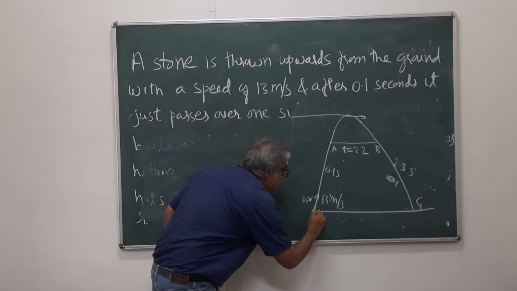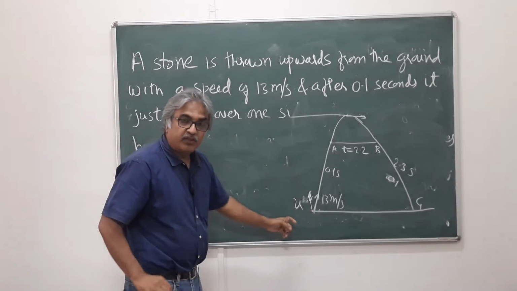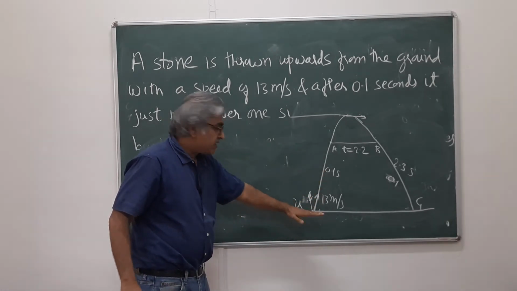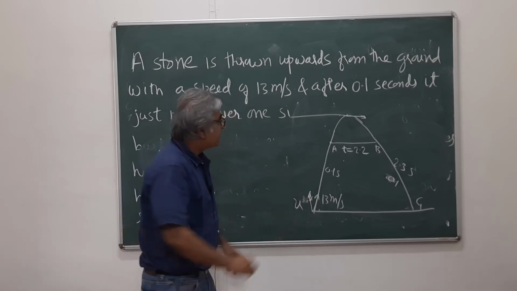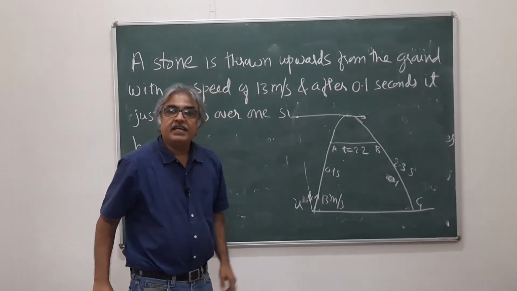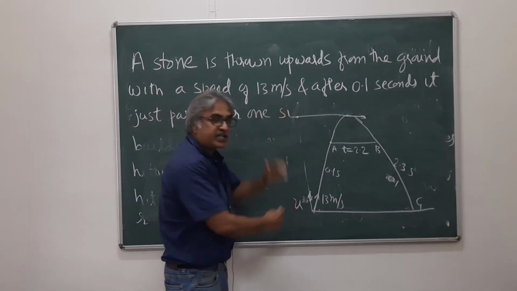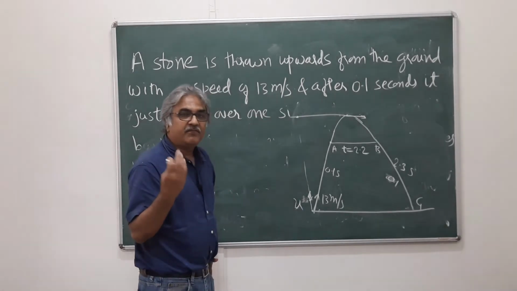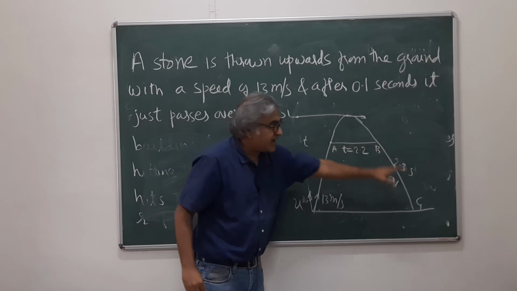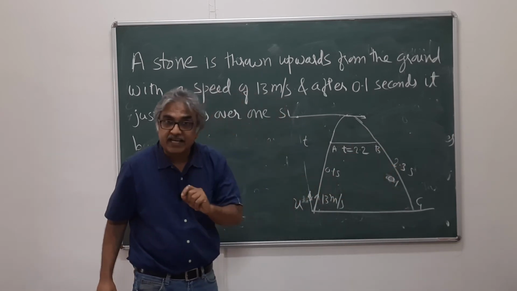So let's say u is its initial vertical component of the velocity. 13 meters per second is the total velocity; its vertical component is u. The projectile moves up, and here its vertical velocity is going to be 0, right? And how much time does this projectile take? That can be easily found out. This time, if you can see here, total time is 2.3 plus 0.1, it is 2.4 seconds.